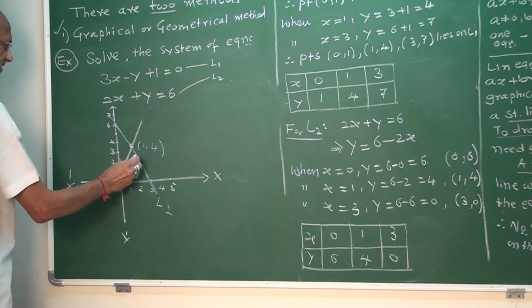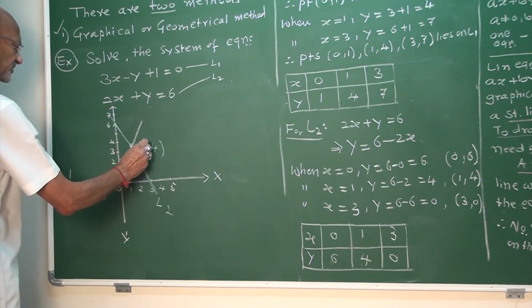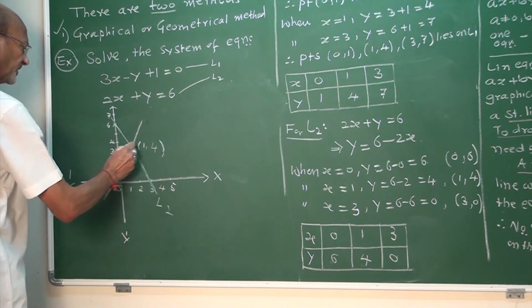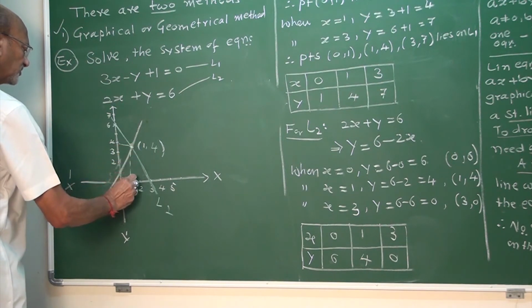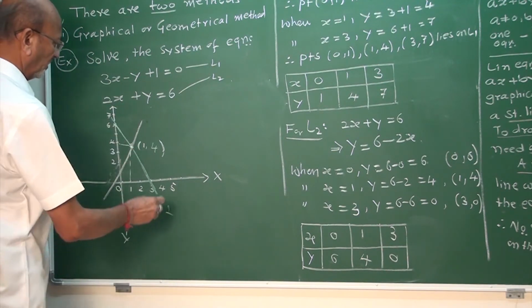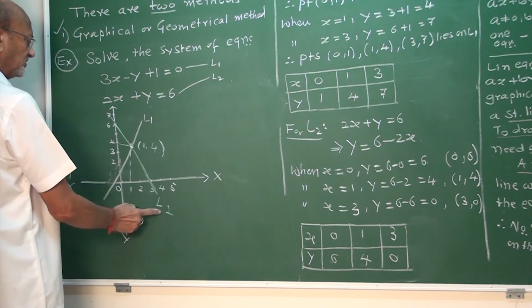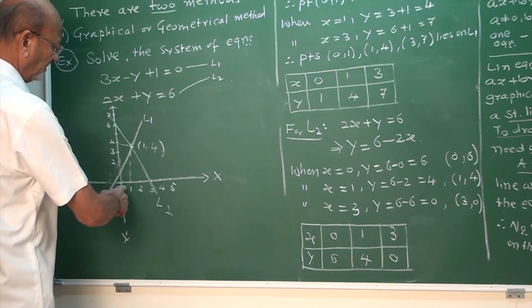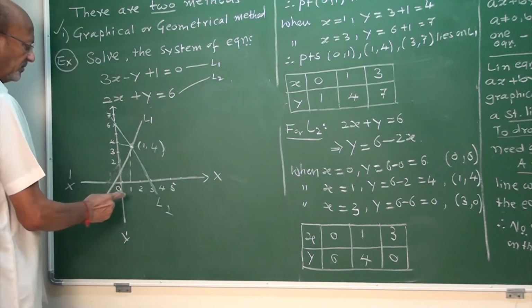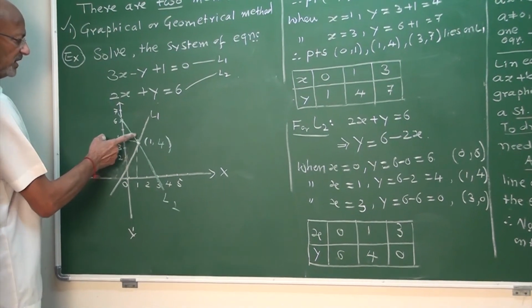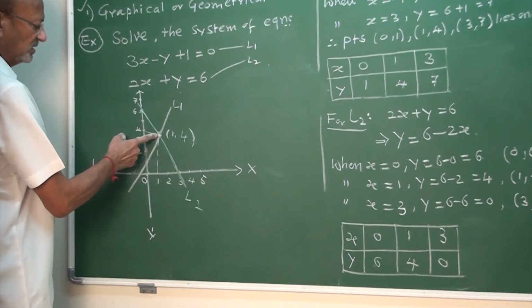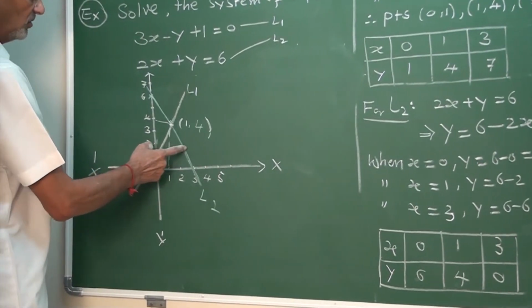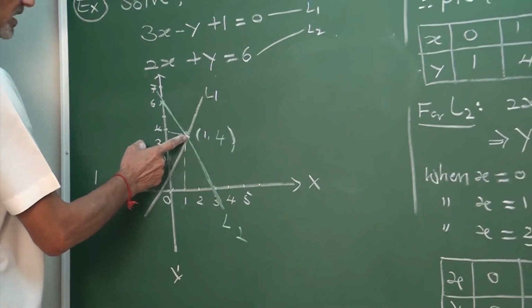Yes, my friends. This is x is 1, y is 4, like this. This is 4, this is 1, this is 1. This is L1, this is L2. As I have not observed any scales here, simply I marked approximately. So sometimes the lines may not be perfectly correct.